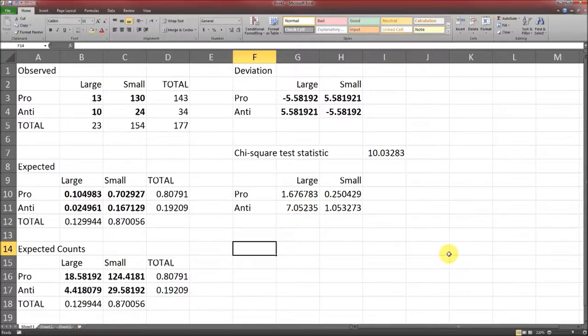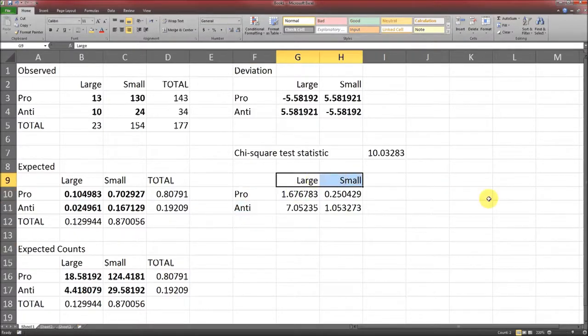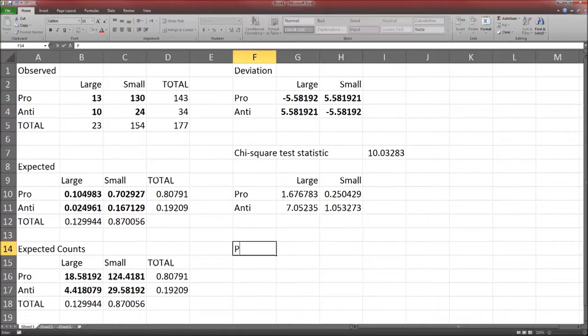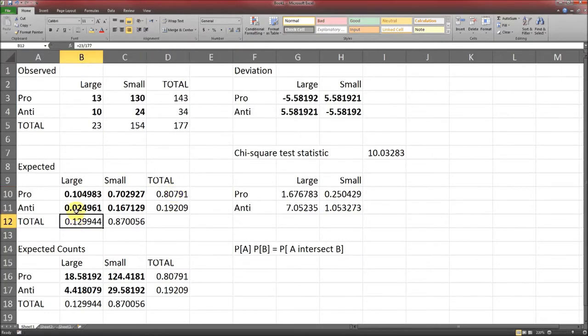Oh, and chi-squared requires the degrees of freedom. The degrees of freedom for the table would just be the number of rows minus 1 times the number of columns minus 1. Rows are 2, columns are 2. 2 minus 1 times 2 minus 1 is 1. So this is distributed as chi-squared with 1 degree of freedom. That's really how you do this. Notice again that this test of independence is based on our definition of independence, which is A and B are independent if the probability of A times the probability of B is equal to the probability of A intersect B. So I hope this was helpful.